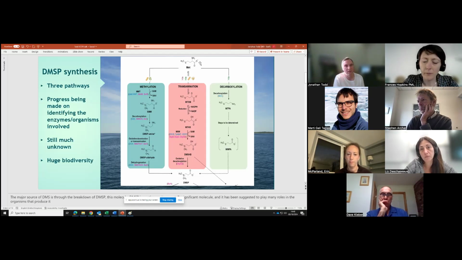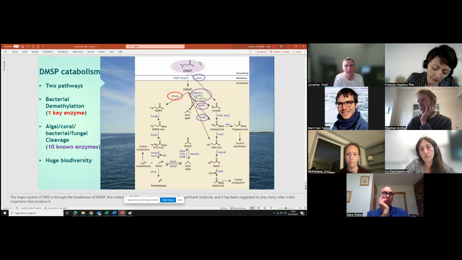The exact same can be said for DMSP catabolism, whereby cells either produce the DMSP, have it intracellularly and break it down, or organisms import DMSP and use it in assimilatory processes, which can lead to the production of methanethiol or dimethyl sulfide.